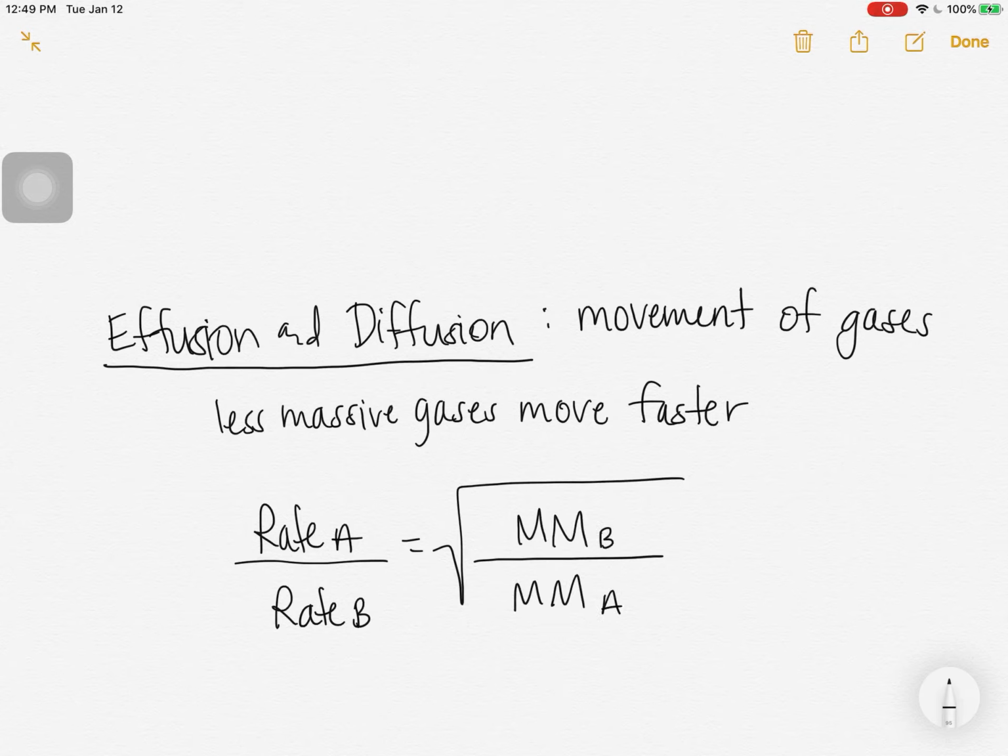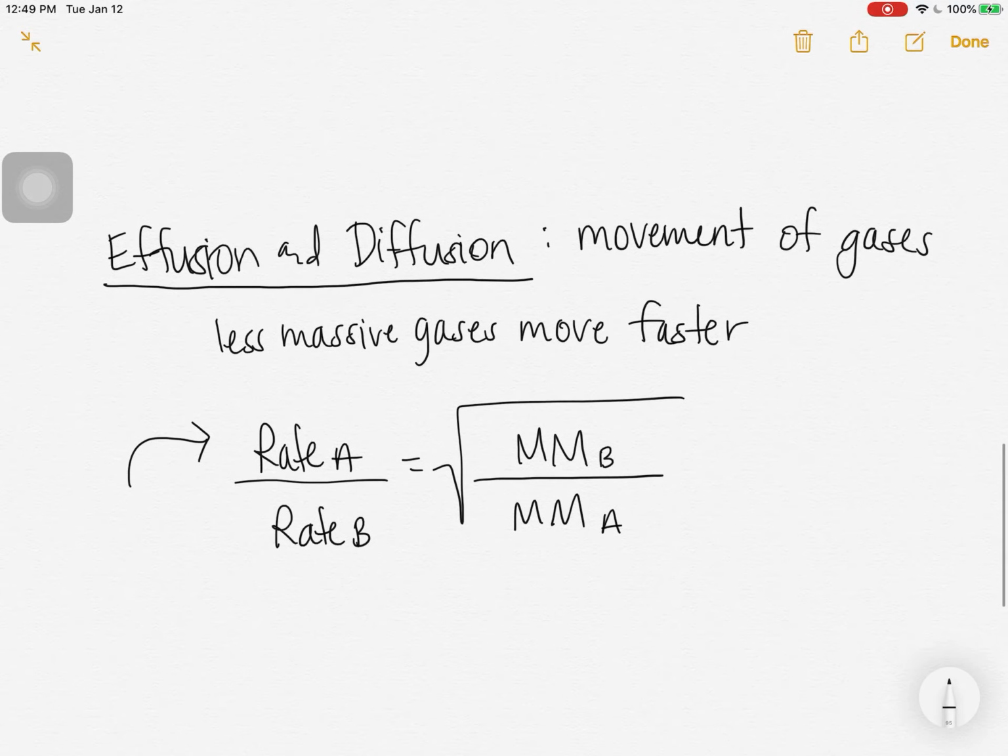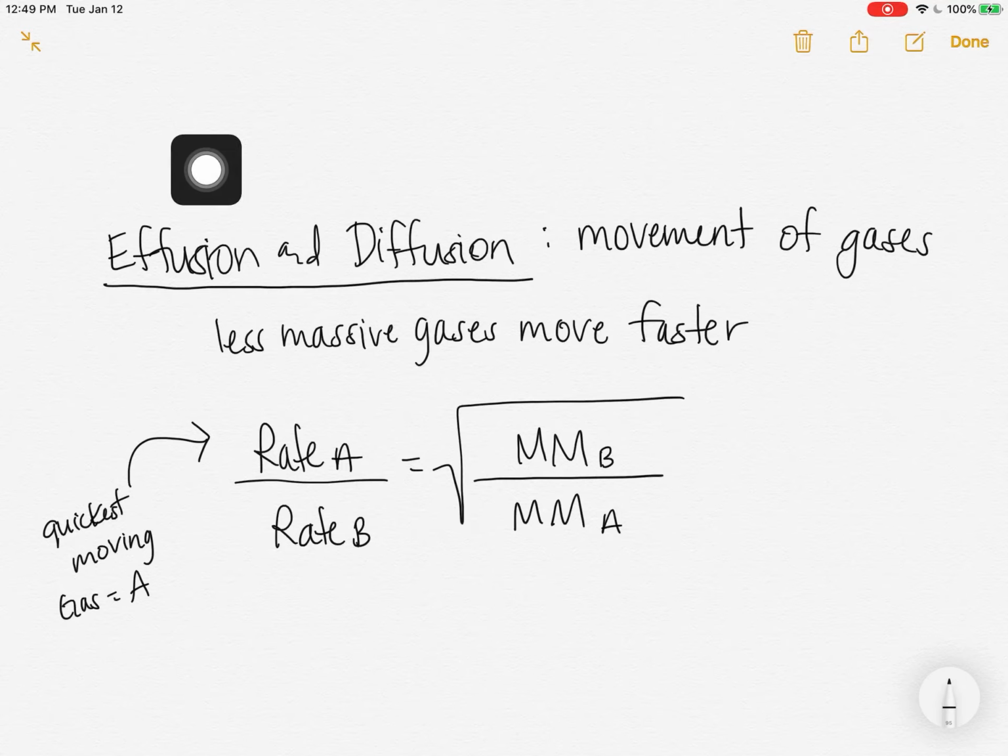Looks like this. And remember, I always say put the quickest moving gas as A in this formula. And that's only because then this rate over here would come out to be like 3 to 1 or 4.2 to 1 or something like that, instead of something funky like 0.2. So that's effusion and diffusion.